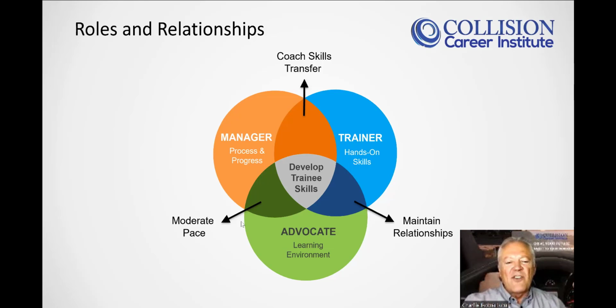So the training manager and the advocate work together to moderate the pace of learning, to make sure it's not going too fast, or if it's too slow, they moderate that to make sure it works well. The manager and the trainer work together to coach how skills can be transferred better. Maybe the trainer has a different learning style than the trainee, the apprentice. All three of these roles work together to develop those skills in the trainee, so that shops have that benefit of having a skilled person working on each of the cars in the shop. So this is the relationships of each of those roles.